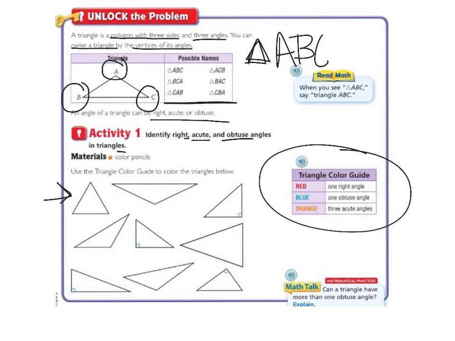This triangle appears to have three angles that are less than 90 degrees. With all three angles being less than 90 degrees, this triangle would be classified as an acute triangle. According to my chart, I need to color it orange.